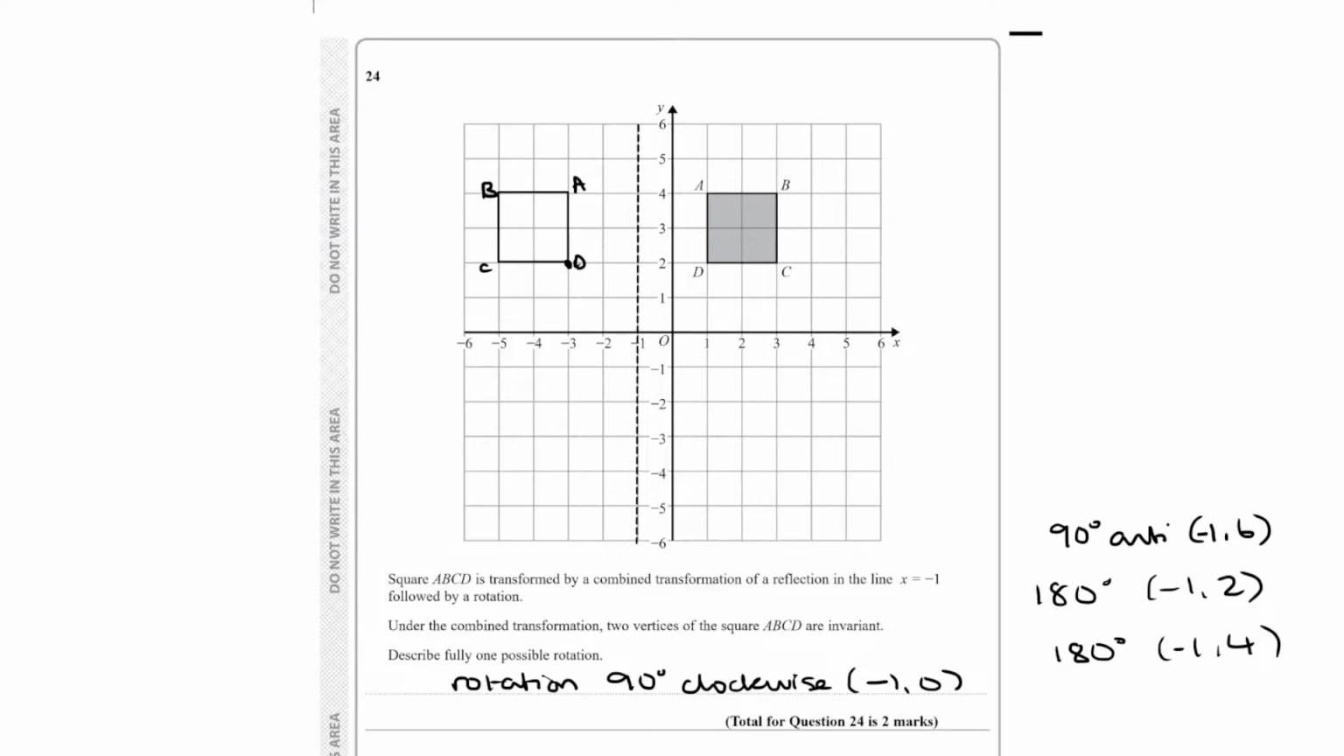But as I said, we've already had rotation, so I think the chances of you getting it again is very low, so I wouldn't really be too worried about that.